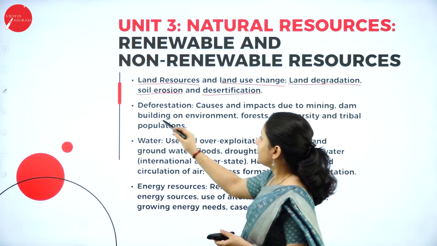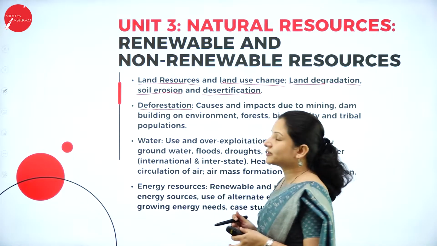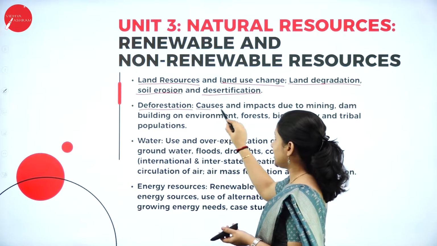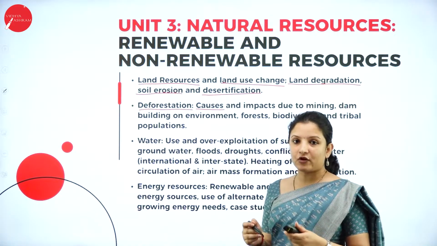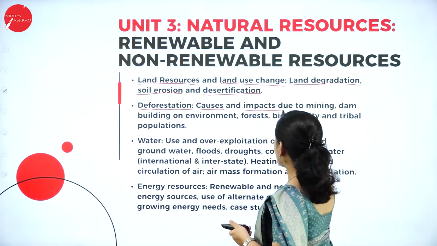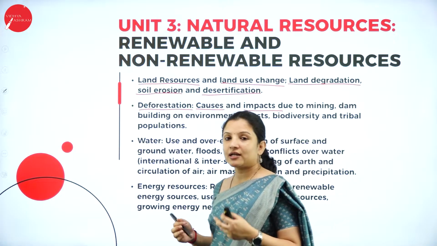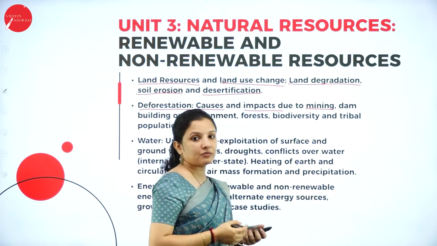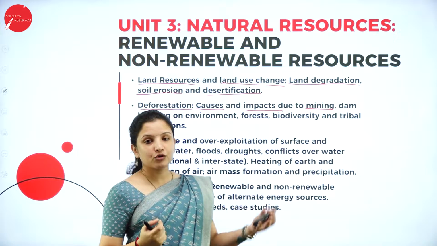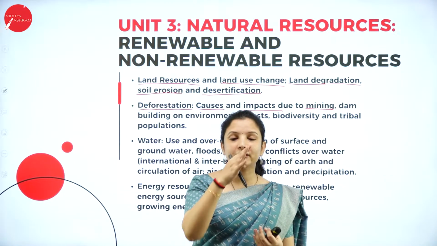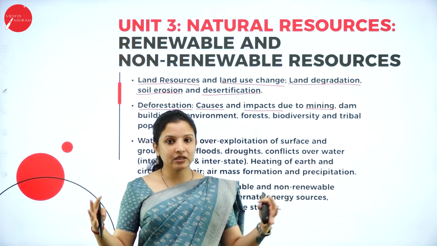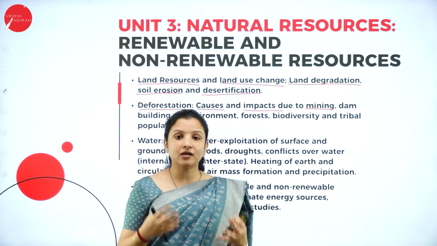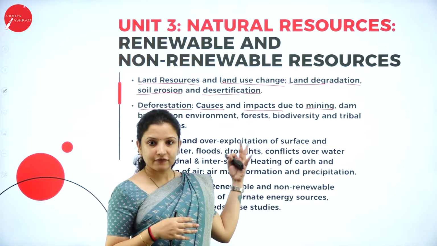Next we'll study about deforestation. Deforestation is nothing but cutting of trees, and we will look at the different causes of deforestation and what impacts it causes. Deforestation is mainly done for mining purposes. If you go towards the Kudremukh side, you can see big hills which are completely without trees, right? Because they have cut down all the trees, especially for mining purposes.